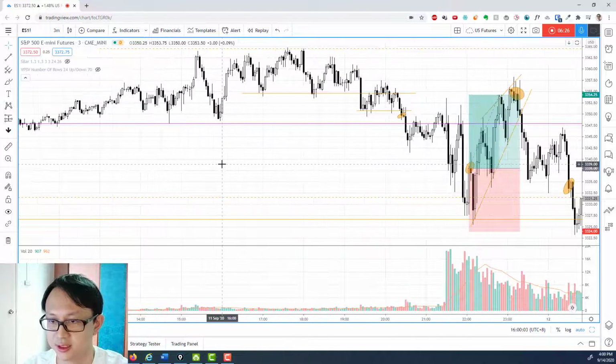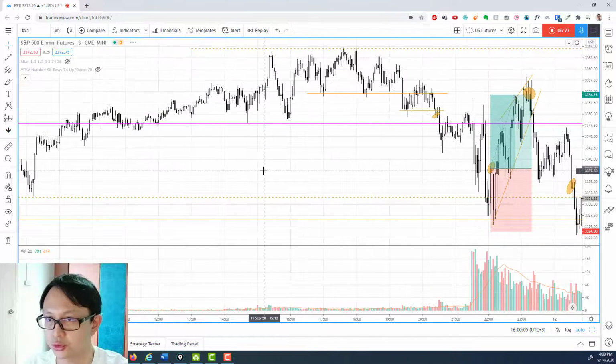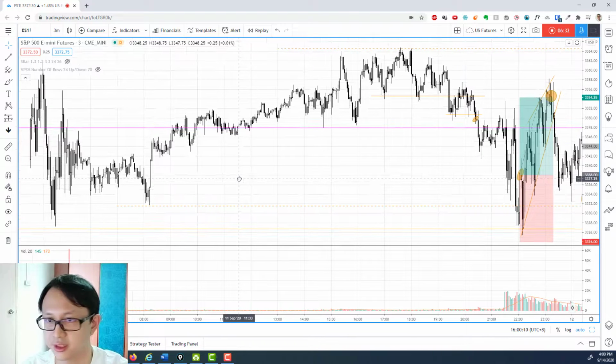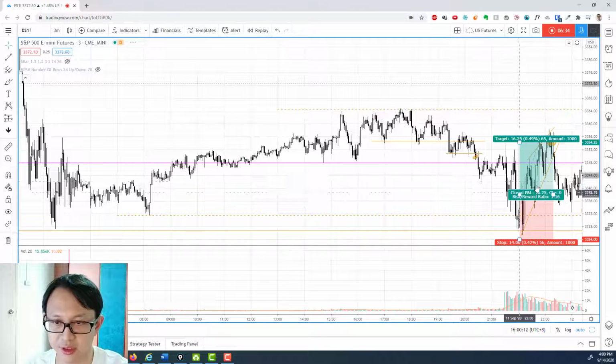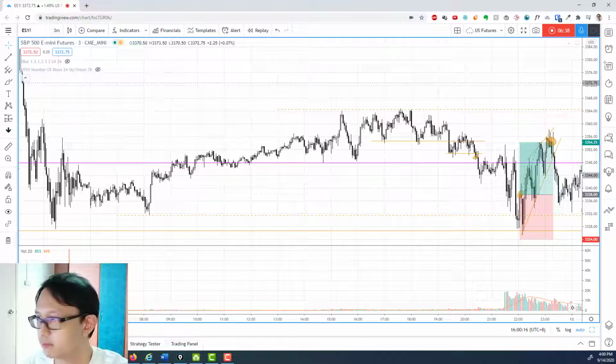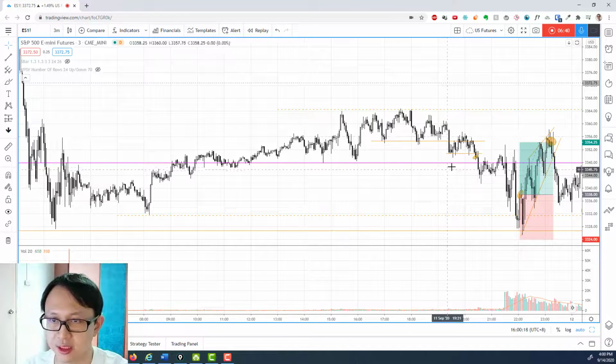So let me walk you through and give a bit of context for the trades that I took during the US session. As you can see, I have already marked this up. I did miss one trade during the London session.